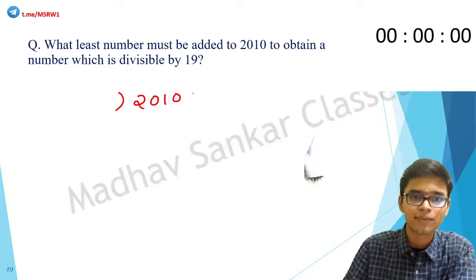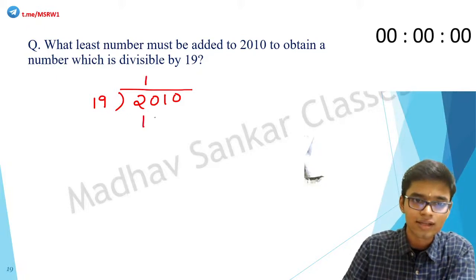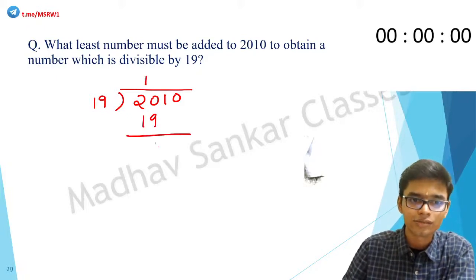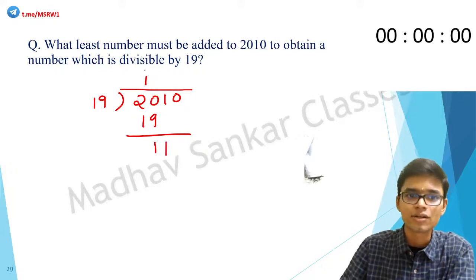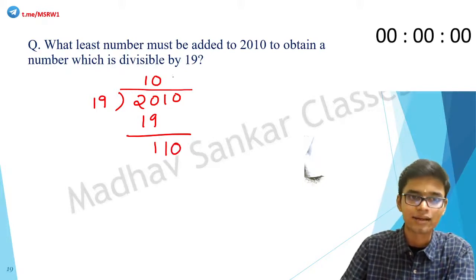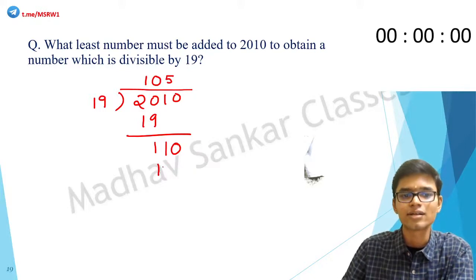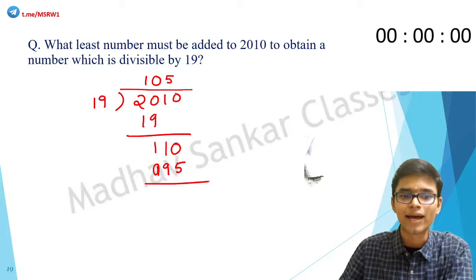2010 divided by 19. What happens? 1 19 is 19. Remaining is 1. And then we put another 1 down. It is not yet divisible. So we add a 0 and put the last 0 also. 110. And so 5 19s are what? 95. Balance is 15. So this is the remainder.